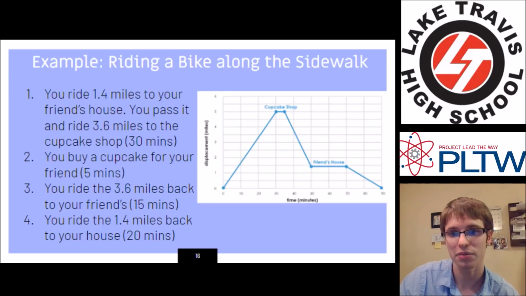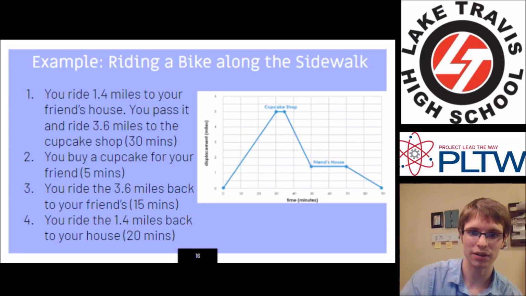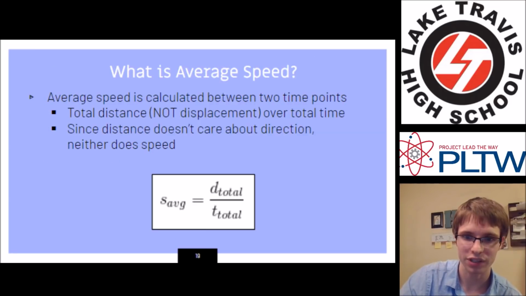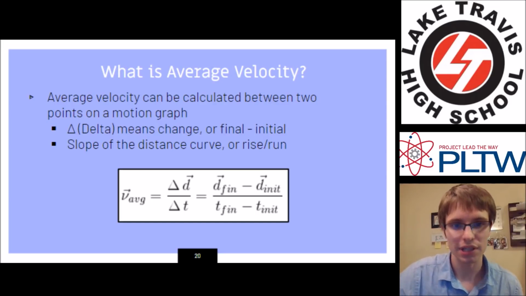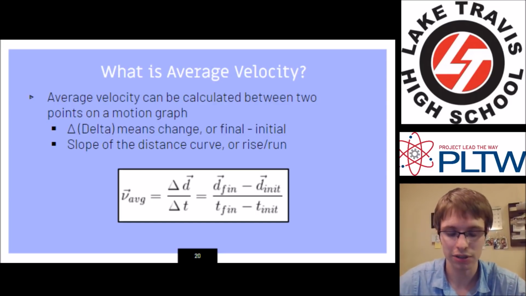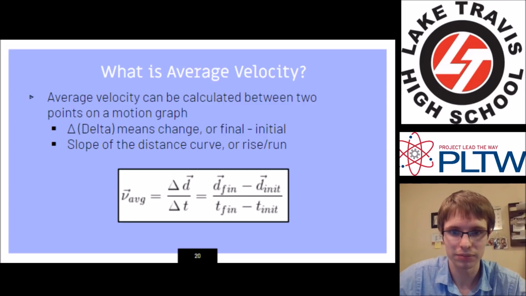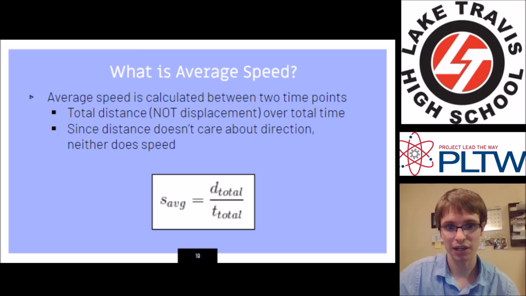So 8.6 miles over the 50 minutes would be your average speed over that time. And you count the 50 minutes because you were sitting down. That zero speed there, when you're buying the cupcake, takes your average speed down a little bit, so you have to include that in your time. Now, that's average speed. You don't care about the direction, you just care about distance and not a direction. You don't care about displacement.